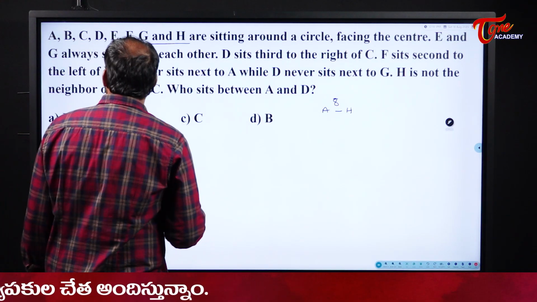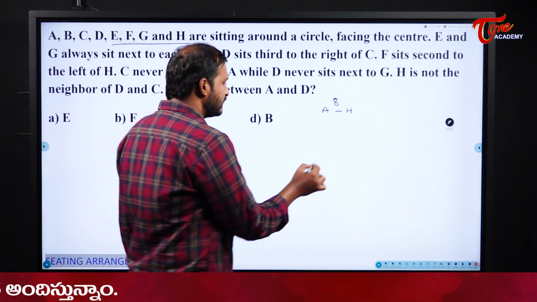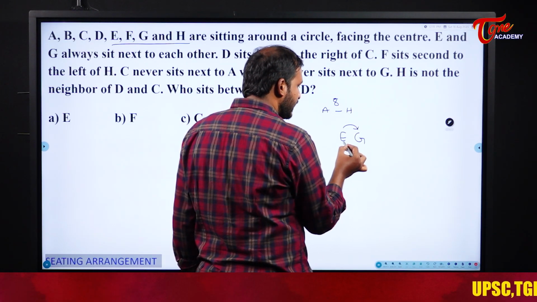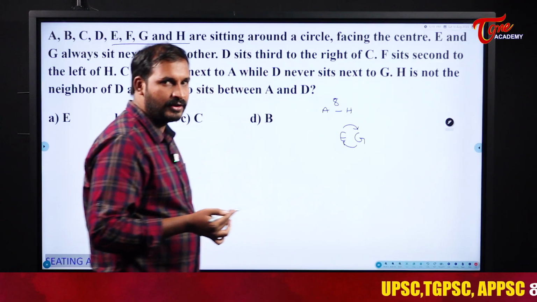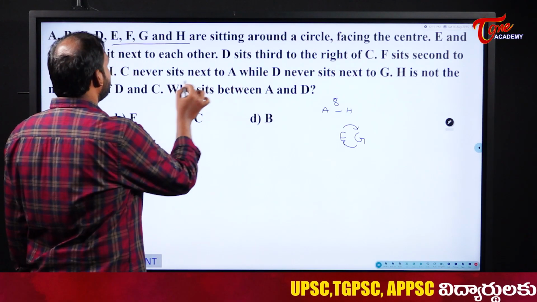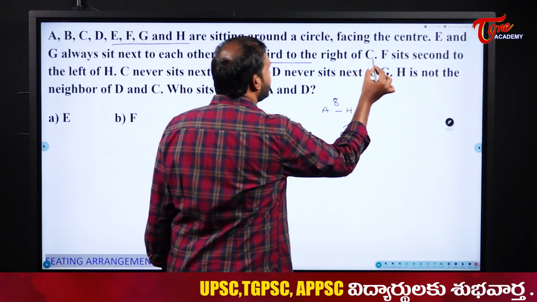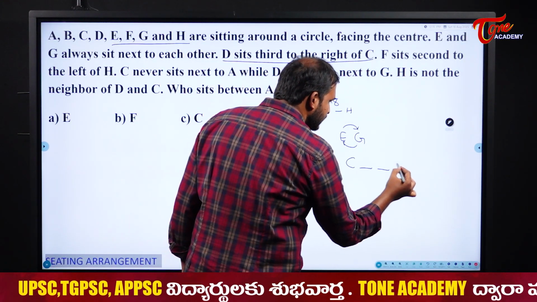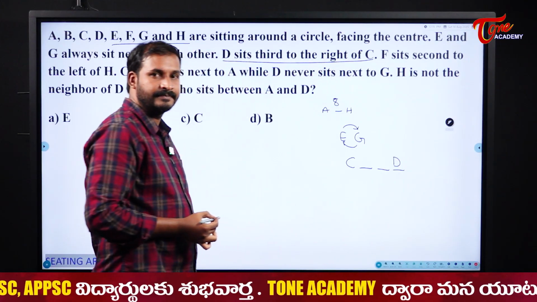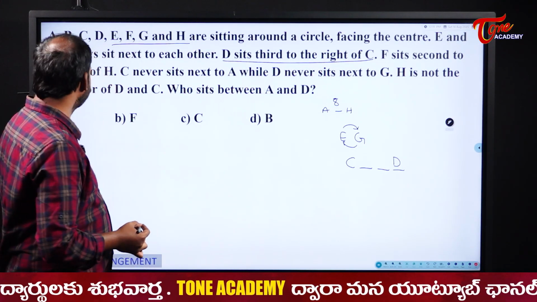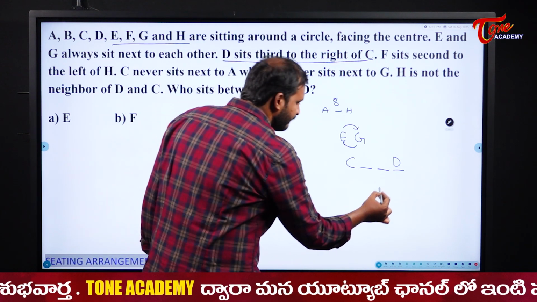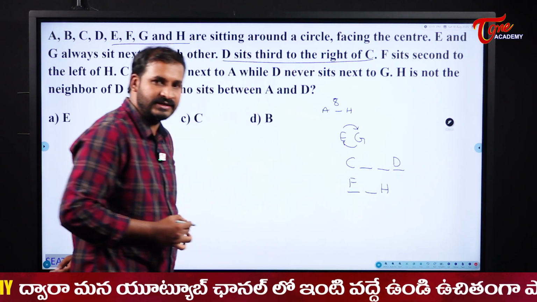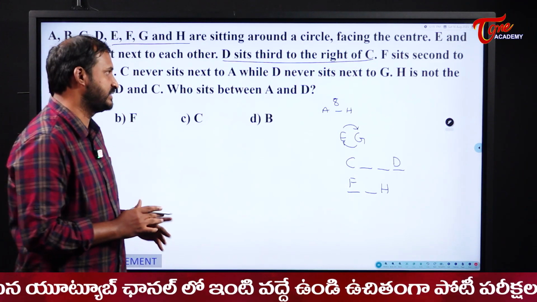E and G always sit next to each other, which means they can be towards the right or left; we don't know which direction. Next, D sits third to the right of C. Right? F sits second to the left of H. If I have H here, the second left is where F will sit for us. F sits second to the left of H.